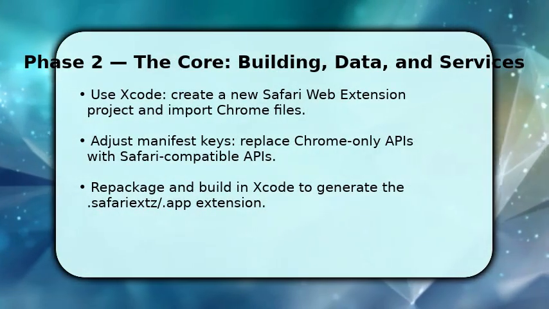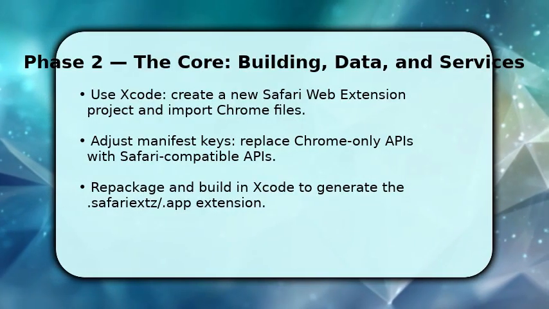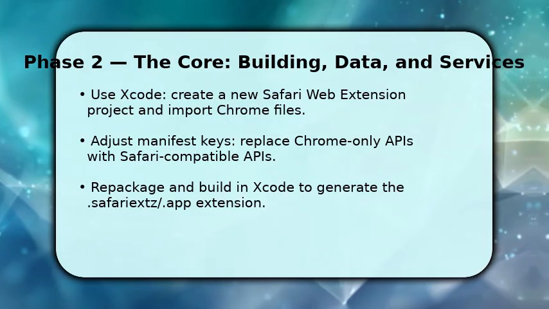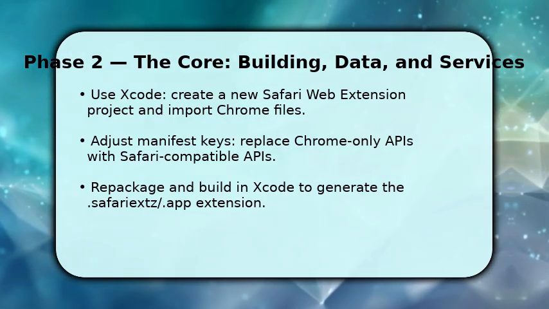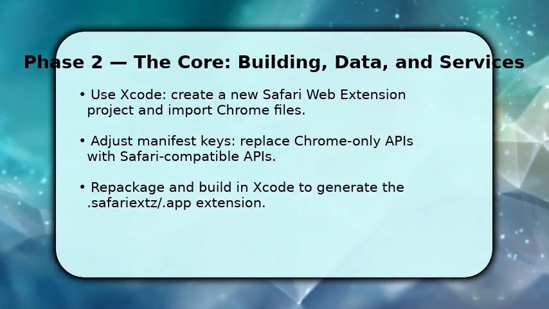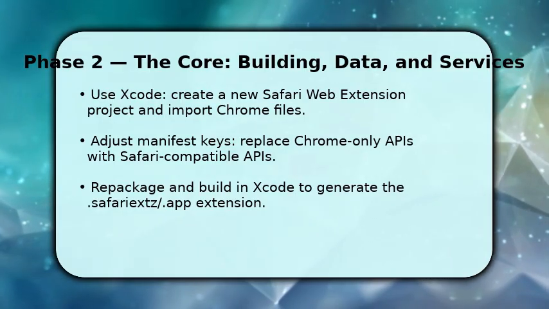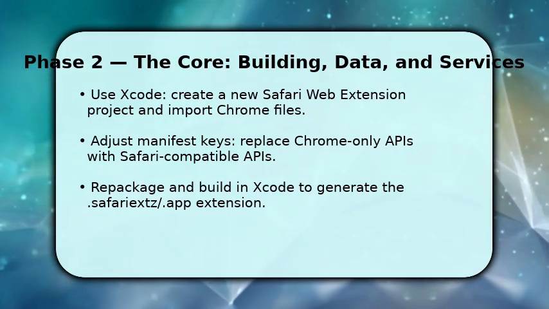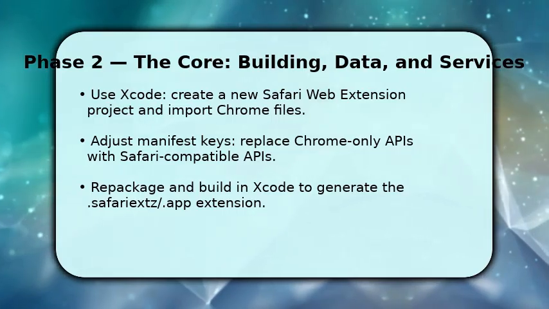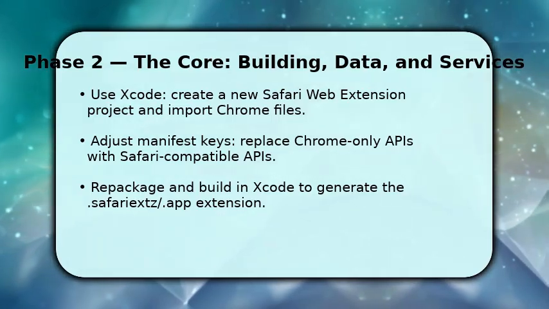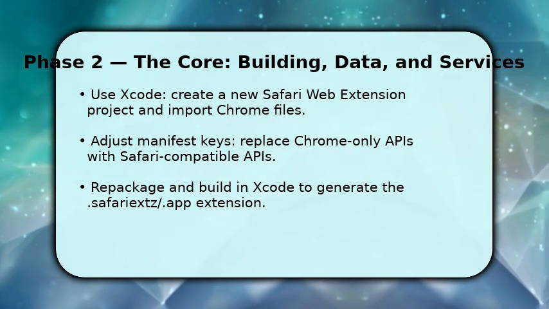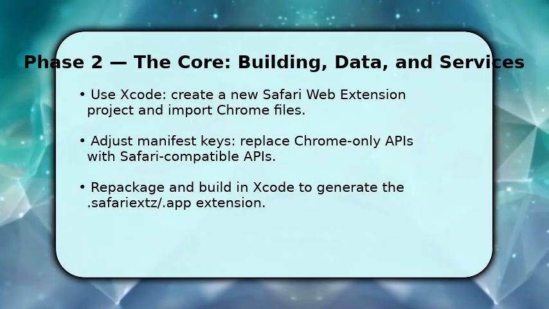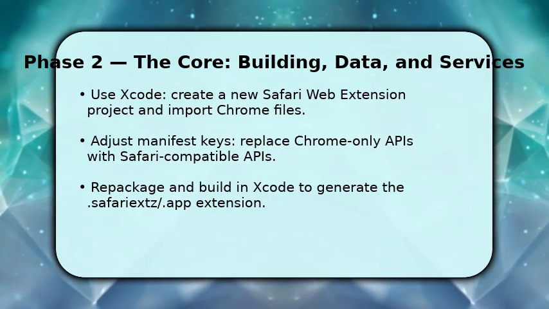Next, open Xcode and create a Safari web extension project because Xcode handles the conversion and signing workflow. Import the Chrome source, manifest, scripts, icons, then resolve differences. Change Chrome-only manifest keys, swap chrome.* APIs for standard web extension or browser.* calls, and modify background and permission declarations as needed. Once you adjust code and resources, build the project in Xcode to produce the Safari extension bundle. This step is detailed because mismatched APIs are the most common failure point, so fix them.